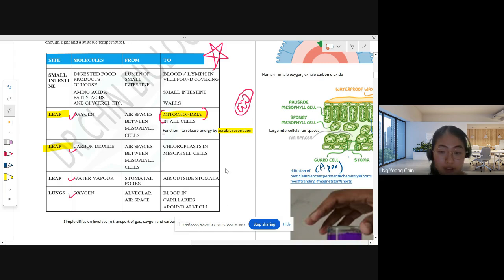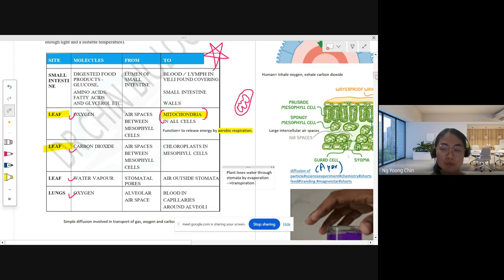Okay, plant lost water through the stomata by evaporation. So this is what we know as transpiration. I'm not sure whether you have heard this term before or not. Transpiration can only be done by plants, not in humans. It only exists in plants.